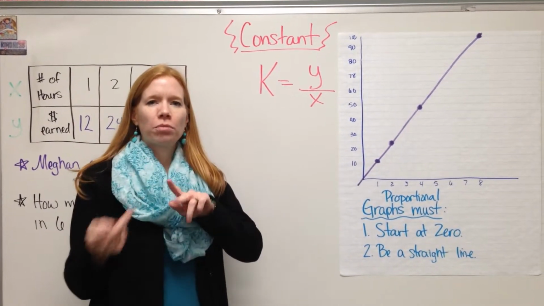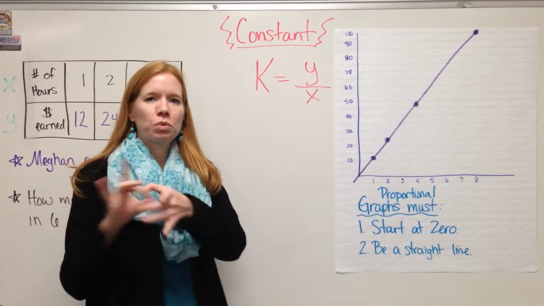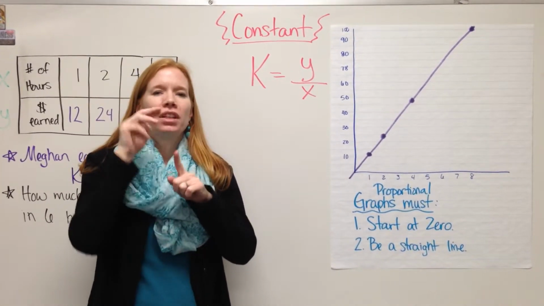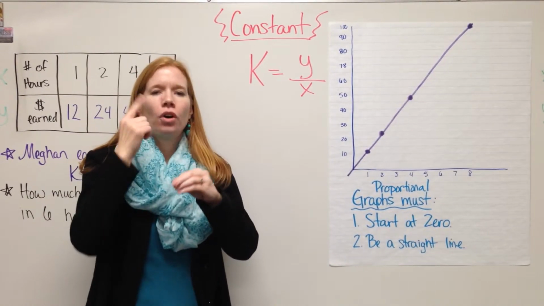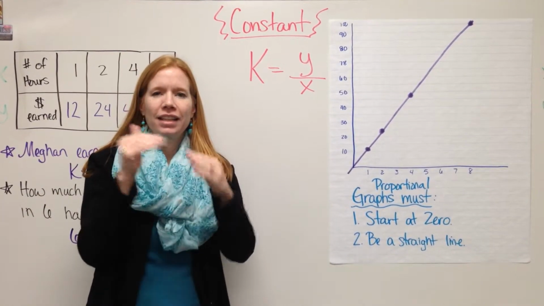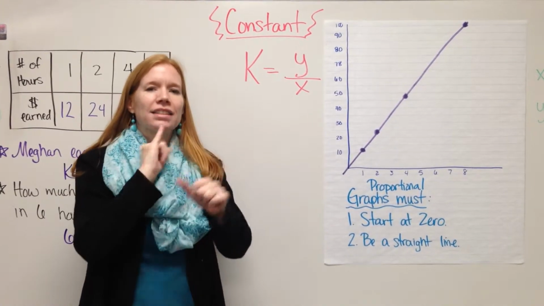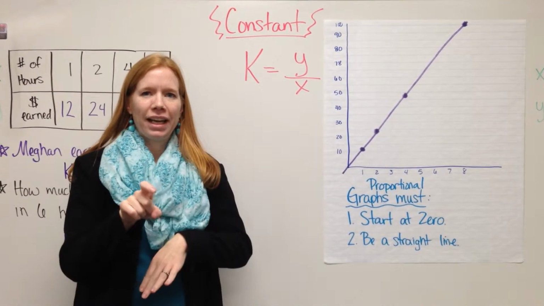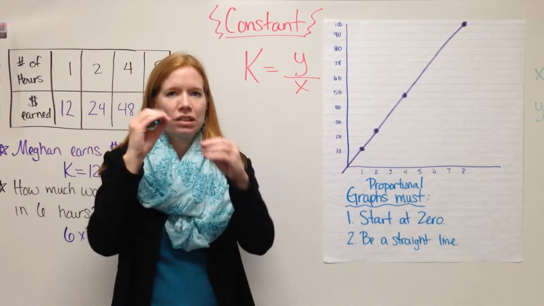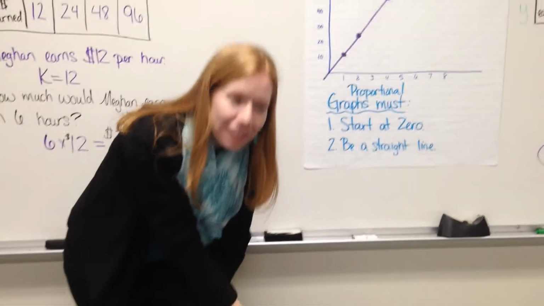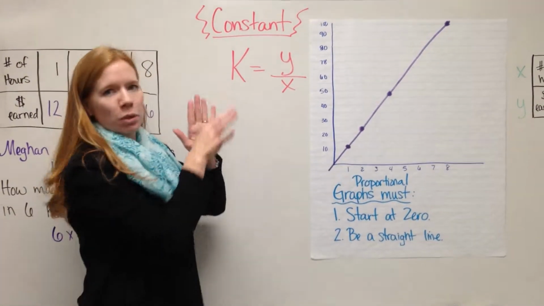Today we're going to talk about proportions and proportional relationships. I want you to remember, think back to when Mrs. Barone taught you about the constant. K equals the constant. The formula for the constant is y divided by x. Mrs. Barone taught us that's y divided by x. Okay, so here's our formula.